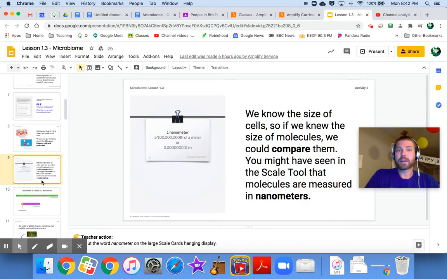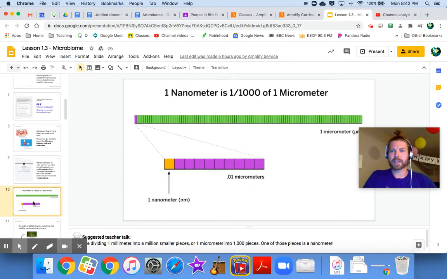All right, great. So cells, remember we drew them 20,000 times bigger, right? We measure cells in micrometers. But what about this, nanometers? Well, let's talk about the size of a nanometer. If a micrometer is 1/1000th of a millimeter, a nanometer is 1/1000th of a micrometer. That's a lot smaller. That is way, way smaller.